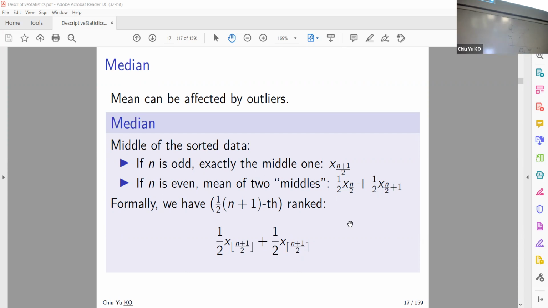So say you have 4 observations, then the position is 2.5, right? Because 4 plus 1 is 5, and 5 divided by 2 is 2.5. And 2.5 means looking at half of the second observation and half of the third observation. Again, the same idea: you have 6 observations, 3 on one side and 3 on the other. So 6 plus 1 is 7, divided by 2 is 3.5. So it's midway between the third and the fourth observation.